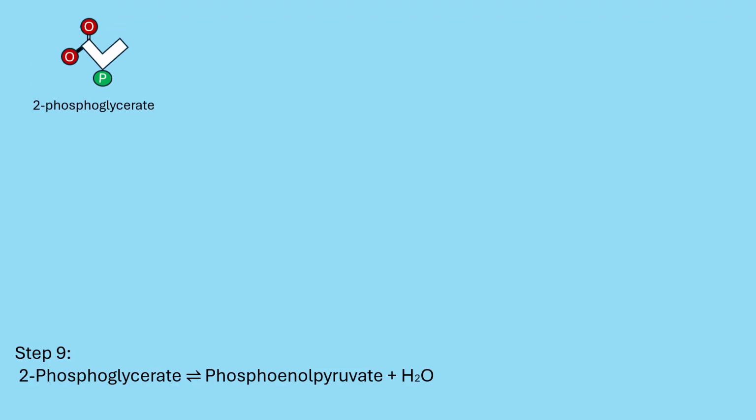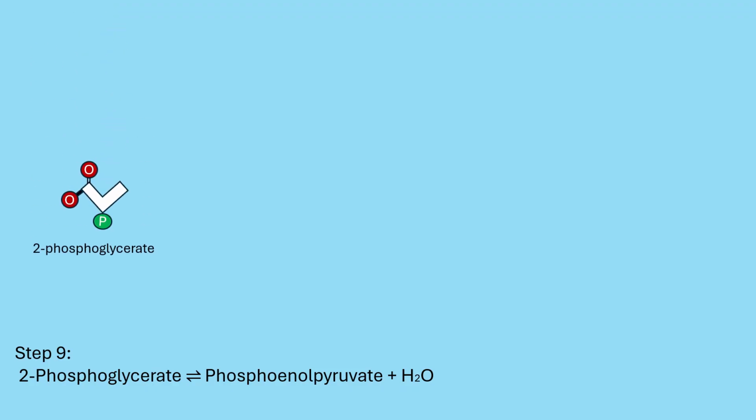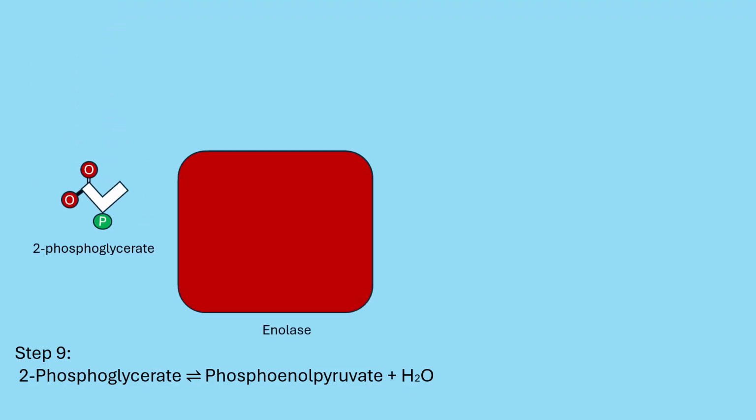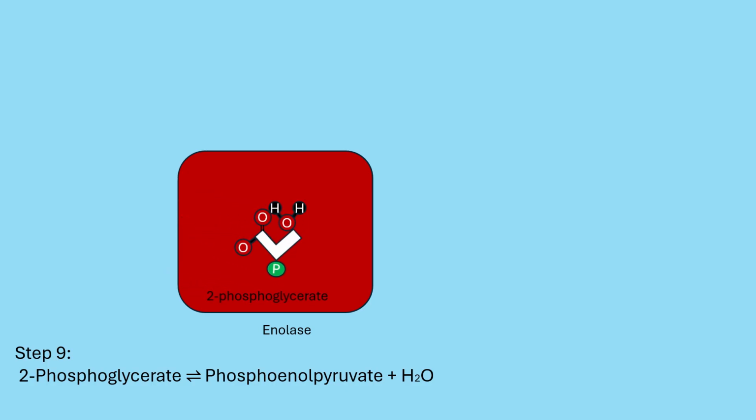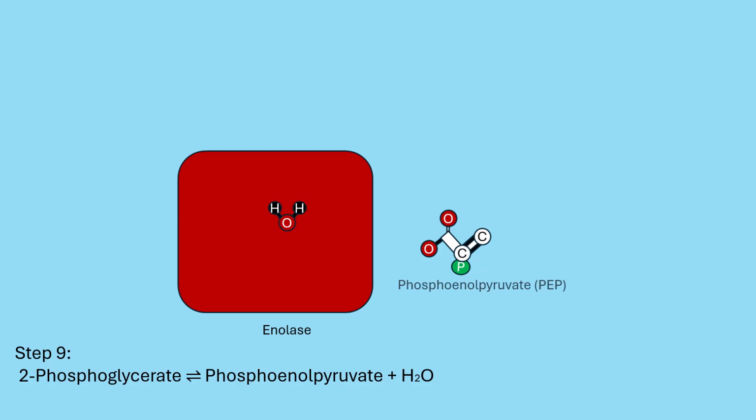In step 9, 2-phosphoglycerate is converted by the enzyme enolase. During this reaction, a water molecule is removed and a double bond is formed. This type of reaction is called dehydration, and as a result, a high-energy compound is produced called phosphoenol pyruvate, or PEP. It is now primed to transfer its phosphate group in the final step of glycolysis.